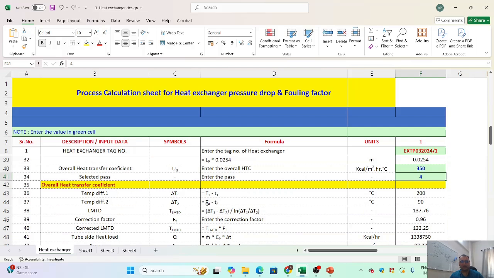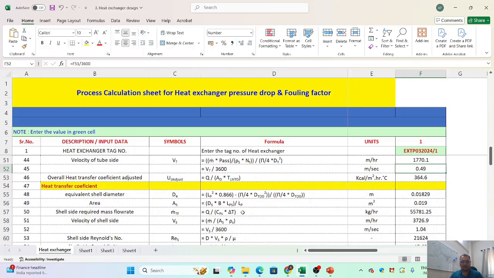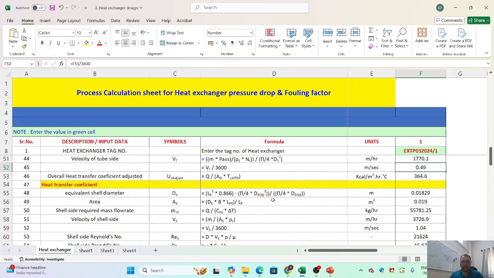Now you can see temperature difference, it has calculated 290, then LMTD. If you double click on this, the formula is given here. And also in the middle row, the formulas are actually given. So this is a very good advantage of this sheet, that you can actually cross check the formulas which is given in the middle row, which is standard formula, along with the Excel formula which is being used. So it is a good self-learning sheet as well. Similarly, it is going to calculate all the values now.